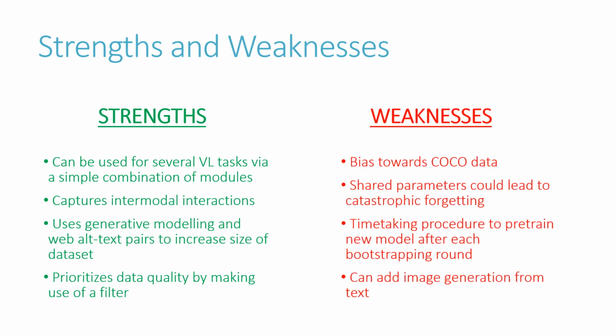Coming to the weaknesses, 1. Primarily, it contains bias towards COCO data as the captioner and filter are fine-tuned on a single dataset. Additionally, the downstream tasks may be similar to the COCO dataset, so results may or may not represent the model's true generalization capability. 2. Since different modules share parameters and tasks could be drastically different, catastrophic forgetting could occur. That is, the model would abruptly forget previously learned tasks upon learning new tasks.